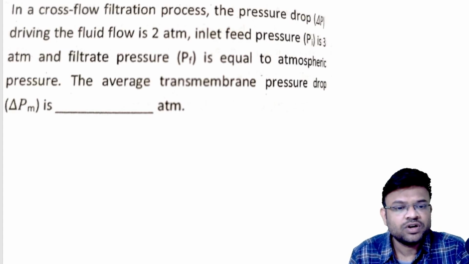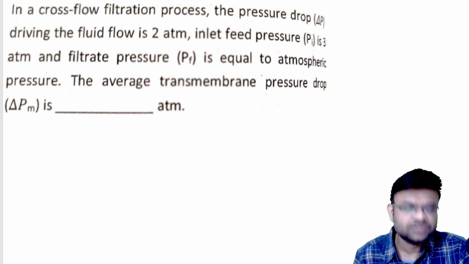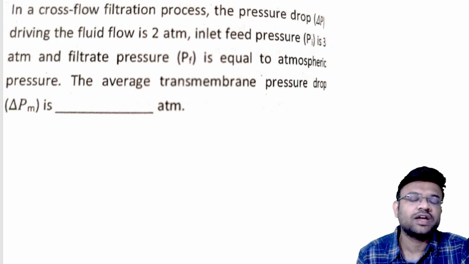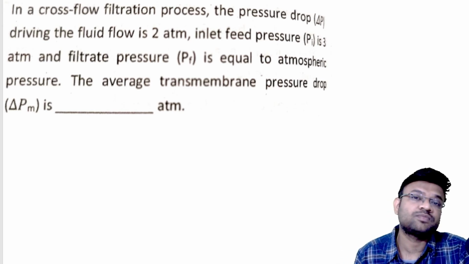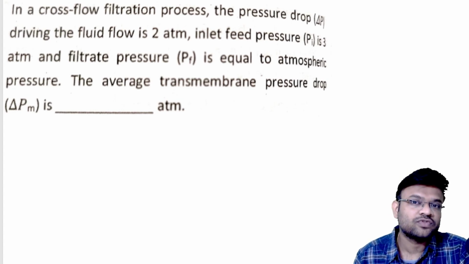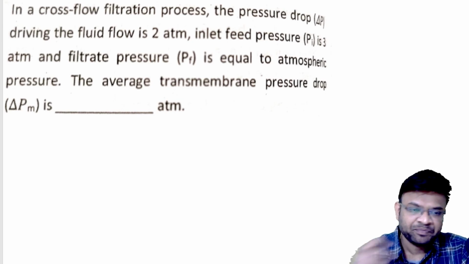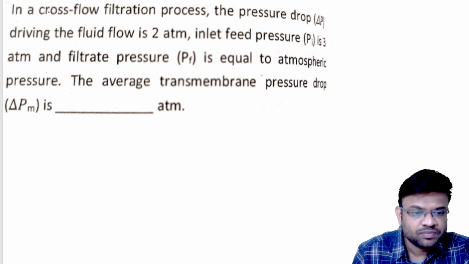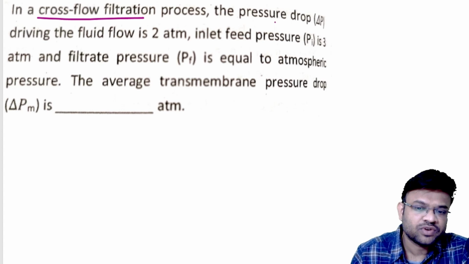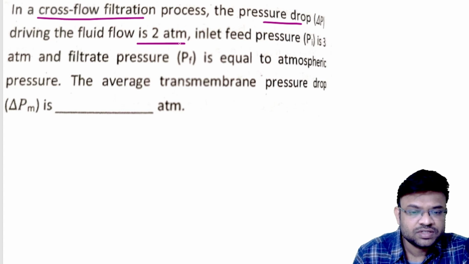Now let us move on to another important question, and this question is related to the downstream processing concept, DSP. And this basically, if I go into further detail, this process is devoted to the cross flow filtration process. Basically, it is a type of filtration that I'm aiming at. So in the cross flow filtration process, this is clear that it is a downstream processing. In the cross flow filtration process, the pressure drop delta P driving the fluid flow is 2 atmosphere.